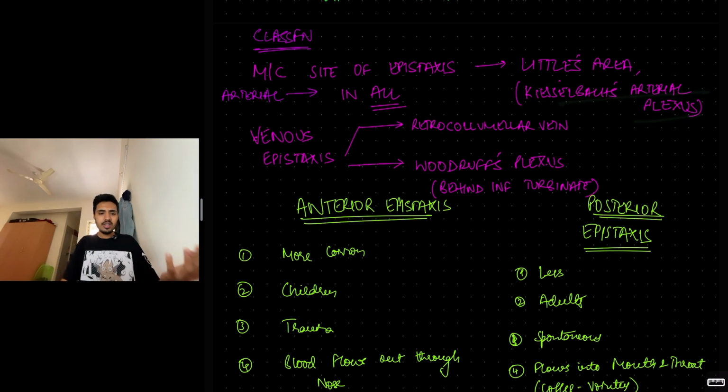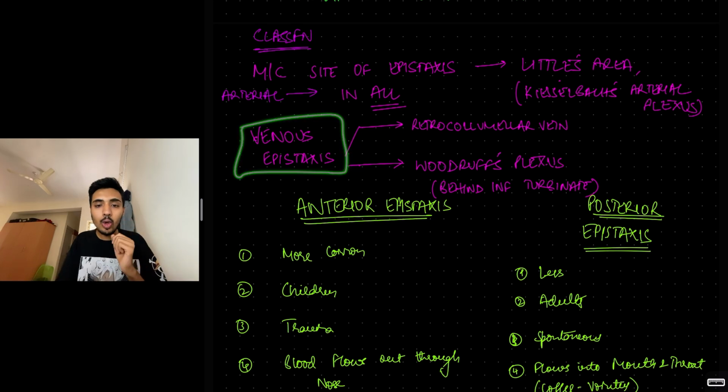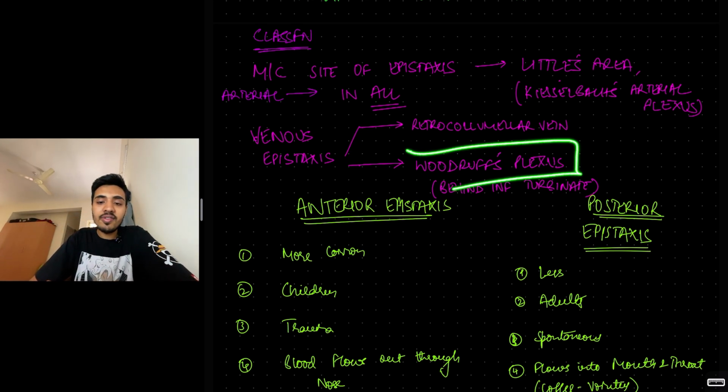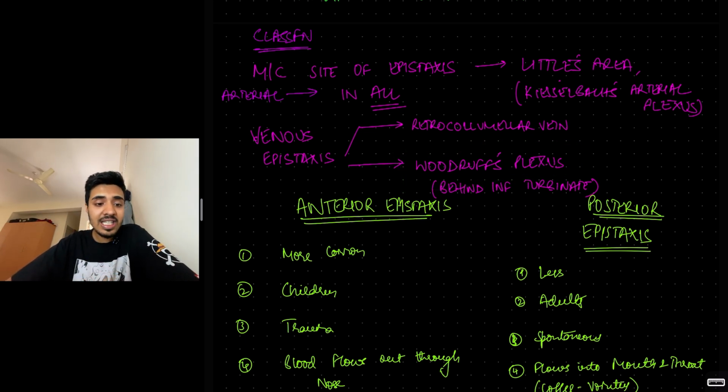Then you have other sites of epistaxis. For example, venous epistaxis, where the retrocolumella vein is just behind the columella in the nasal septum. Then behind the inferior turbinate, there you have something known as Woodruff's plexus. These are all certain venous plexuses where you can have venous epistaxis.